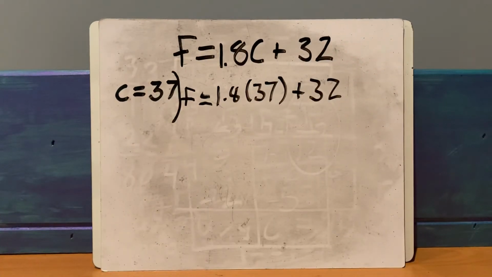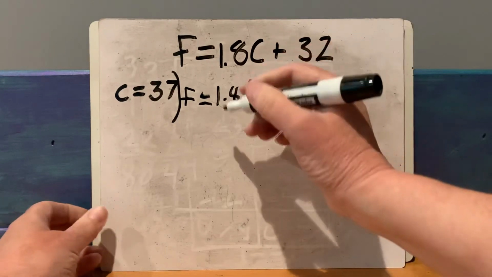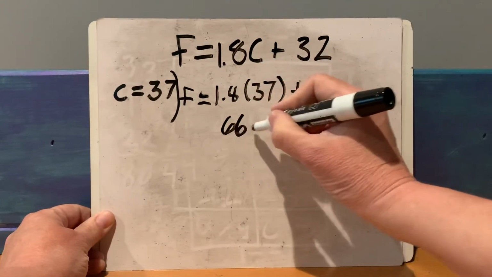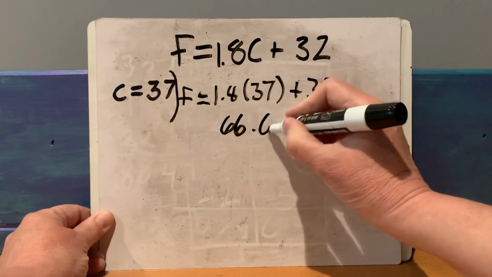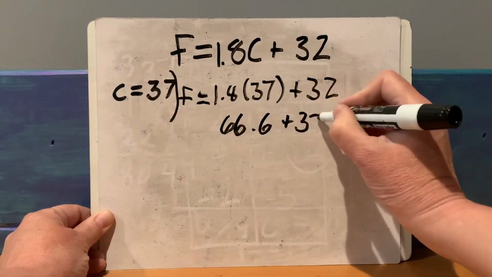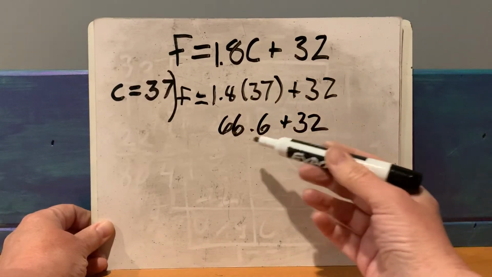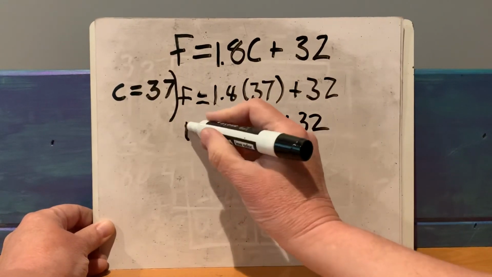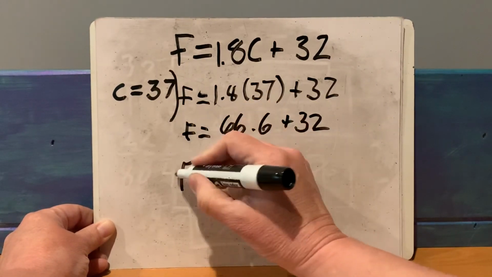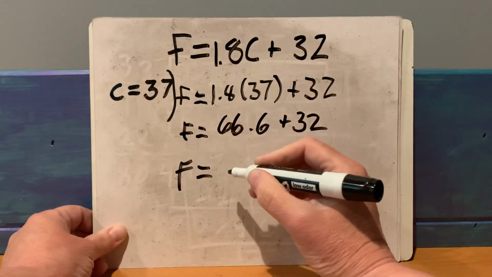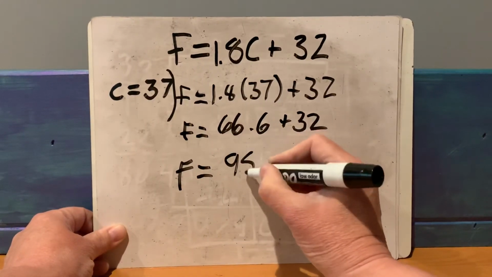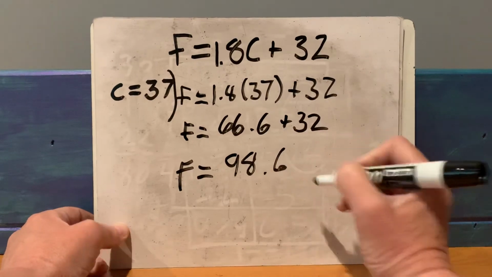And then we're going to go ahead and solve. This is a straightforward equation to solve. 1.8 multiplied by 37, we would find that we get 66.6 plus 32. And then we'll just add those together. And we find that F equals 98.6.